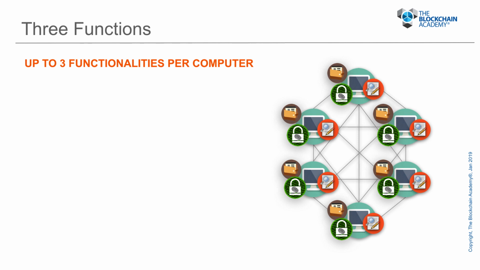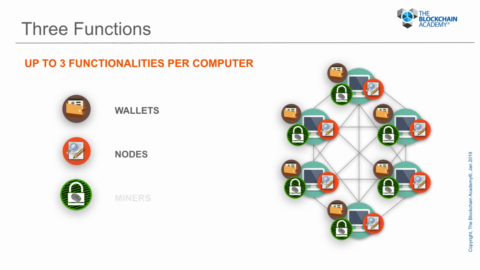Each computer in the network can fulfill up to 3 functionalities by downloading the adequate piece of software. These 3 functionalities are wallets, nodes, and miners. And all these pieces of software are freely downloadable. Let's have a more detailed look at these 3 functionalities.